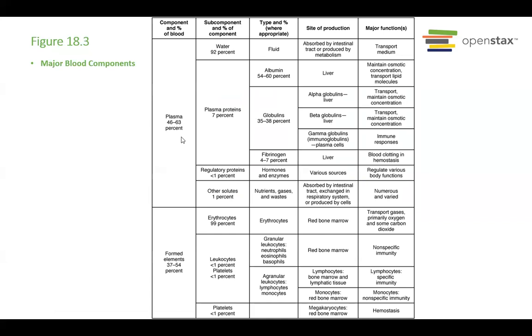You see that the plasma represents about 46 to 63% of the blood, and the formed elements, these are your leukocytes, your erythrocytes, and your platelets. These make up your buffy coat plus your hematocrit. And to show you that the major protein in plasma is albumin. You really need to know that because albumin is very important to maintain osmotic concentration.